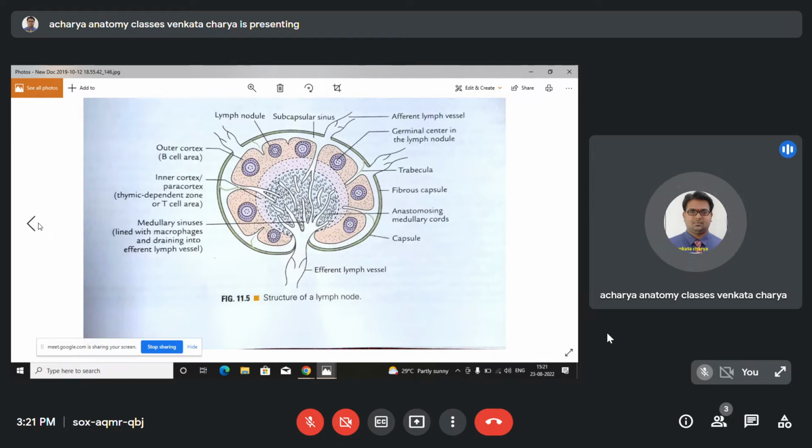The nine quadrants are called: right hypochondrium, next epigastrium, then left hypochondrium, right lumbar region, umbilical region, left lumbar region, right iliac fossa, left iliac fossa, then hypogastrium. So these are the nine quadrants.